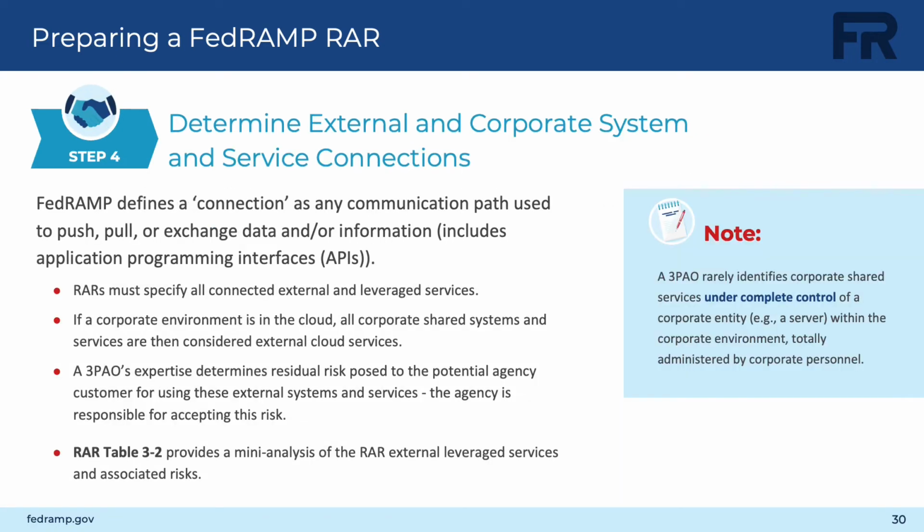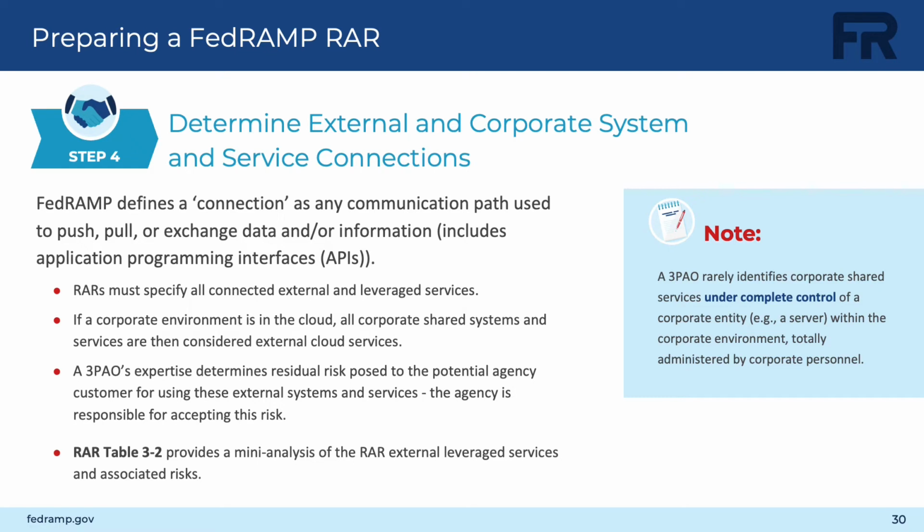The fourth step is to determine external and corporate system and service connections. FedRAMP defines a connection as any communication path used to push, pull, or exchange data and/or information, including application programming interfaces, or APIs. FedRAMP encourages the use of FedRAMP authorized services as connections where possible. The RAR must specify all connected, external, and leveraged services.